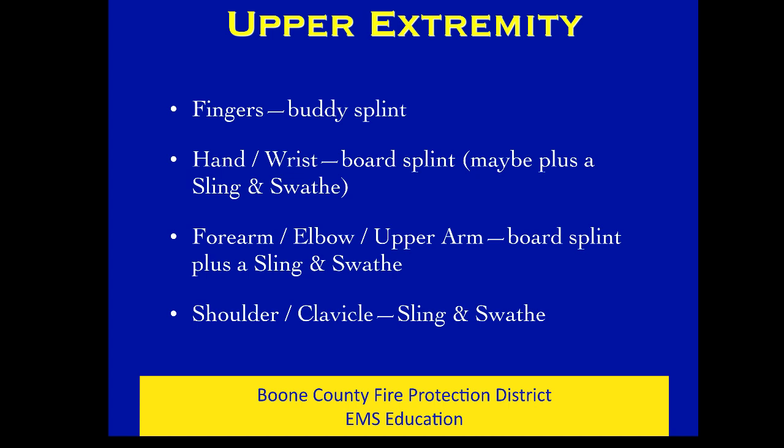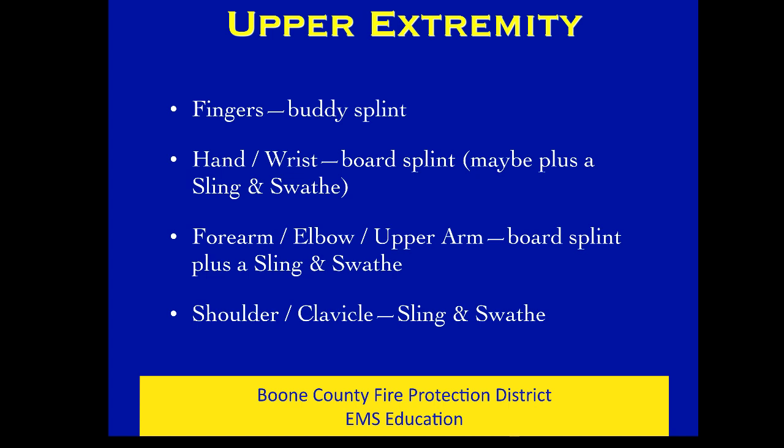So let's talk about specific areas here. Fingers, pretty good to buddy splint those. Maybe the hand and wrist, you could make a board splint plus a sling and swath, maybe. Maybe not necessary if it's just a hand or a wrist, but doesn't hurt. If it's a forearm or elbow or upper arm, you definitely want a board splint and you definitely want a sling and swath.